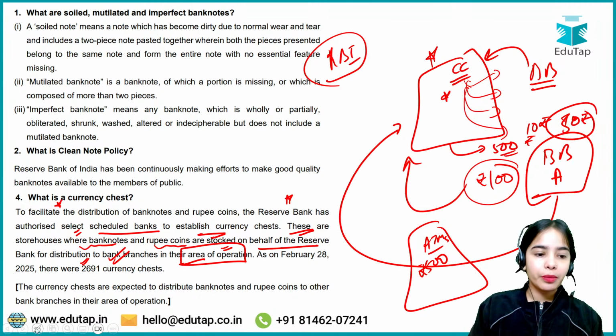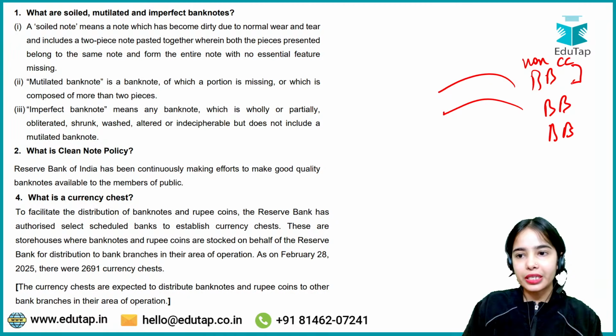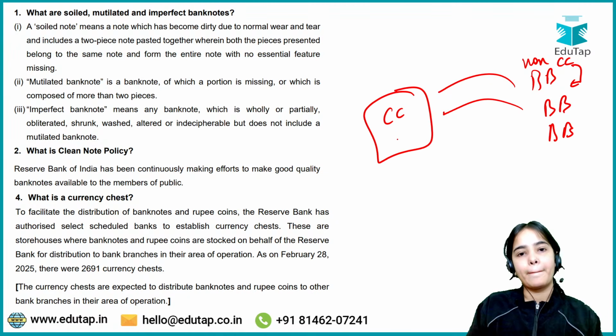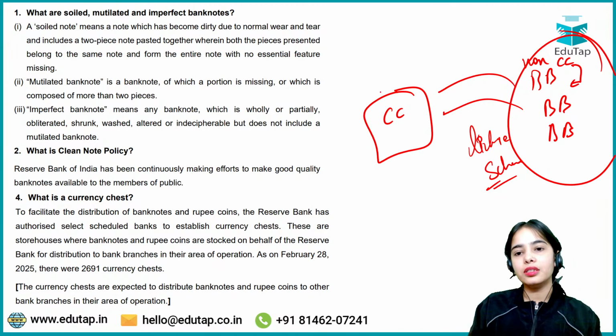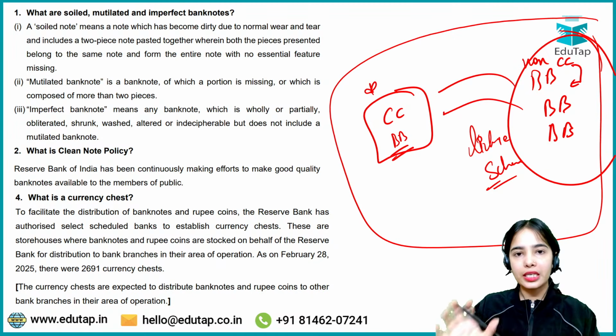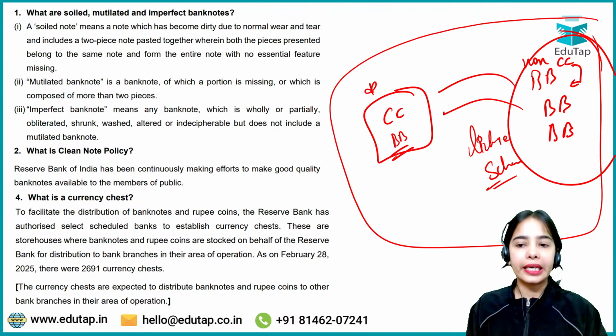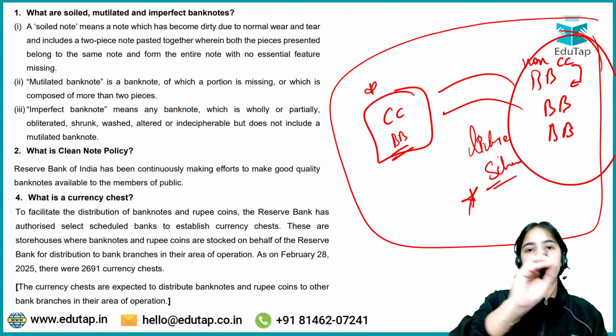The multiple bank branches of the nearby area are non-currency chest bank branches, and they are linked with the currency chest. This is known as the linkage scheme, where multiple non-chest bank branches are linked with the currency chest bank branch nearby. So rather than going to the RBI, you just have to go to your nearby currency chest in your area. If you need coins or currency notes, the bank branches can get them from there. This is the linkage scheme.